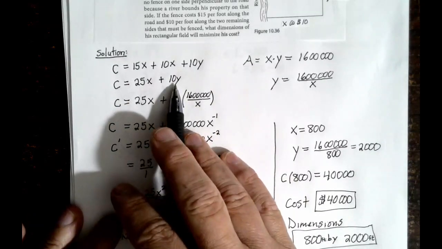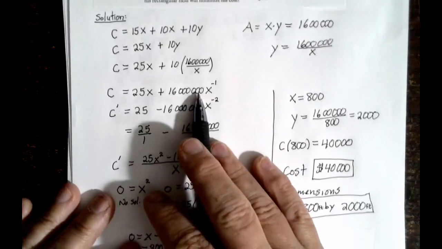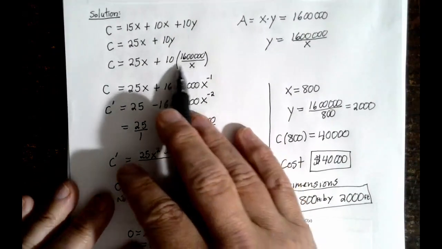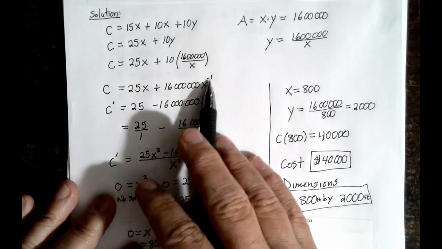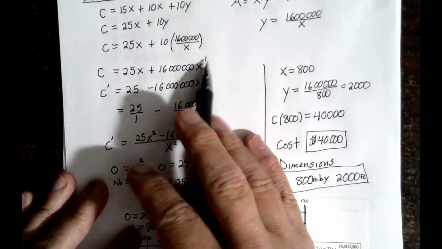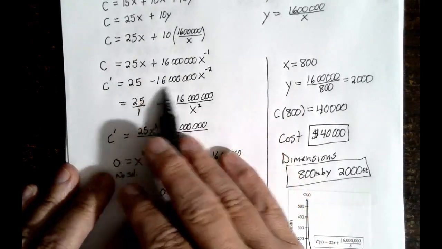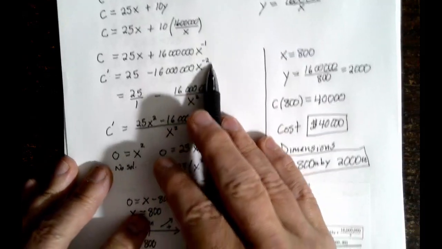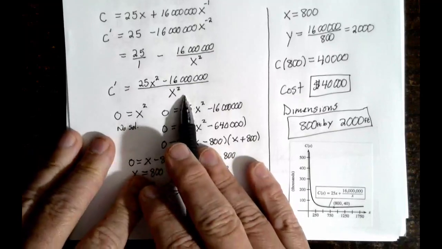And now if you replace y with what we know y equals, now you've got this whole thing in terms of just x. And you can write that as 16 million over x, or 16 million x to the negative 1. That's easier to take the derivative that way. So when you take the derivative, you get 25, you get minus 16 million x to the minus 2. You cross the fraction bar with that, get a common denominator and bring it together.